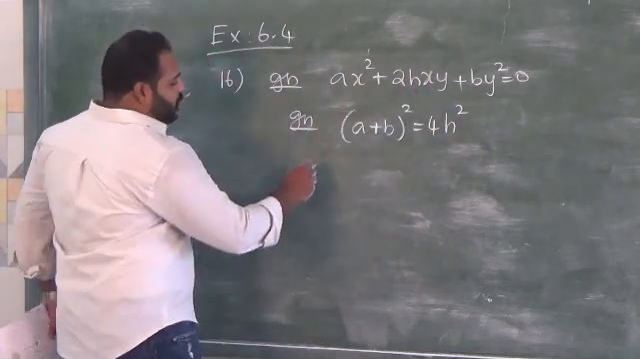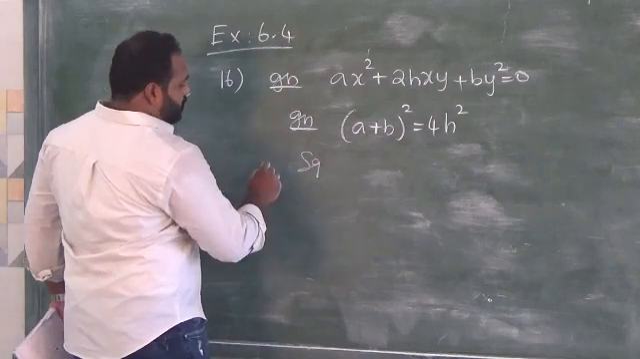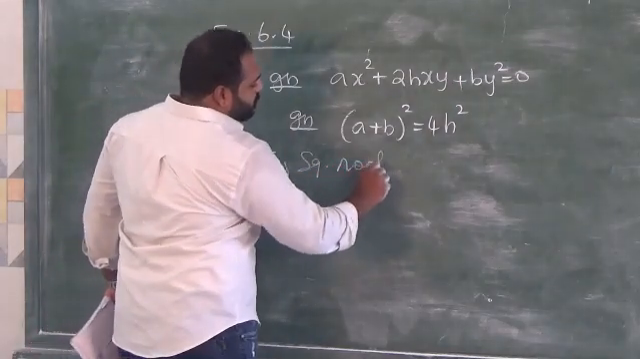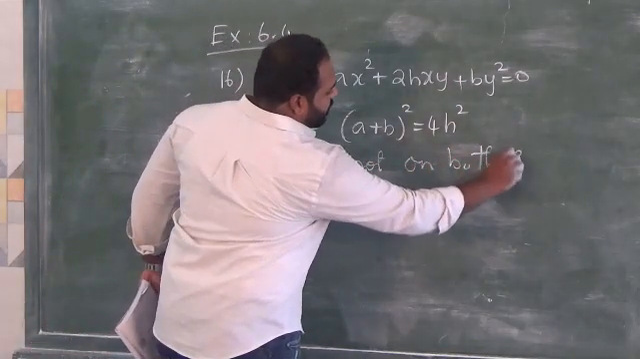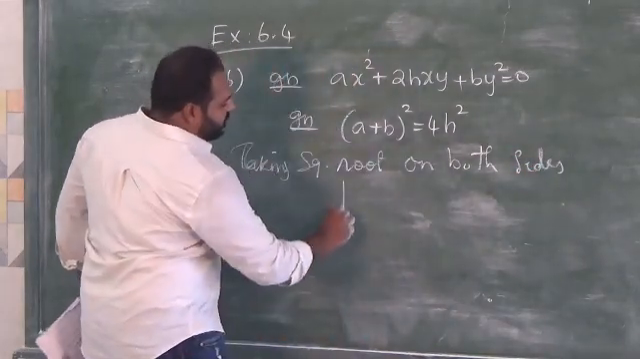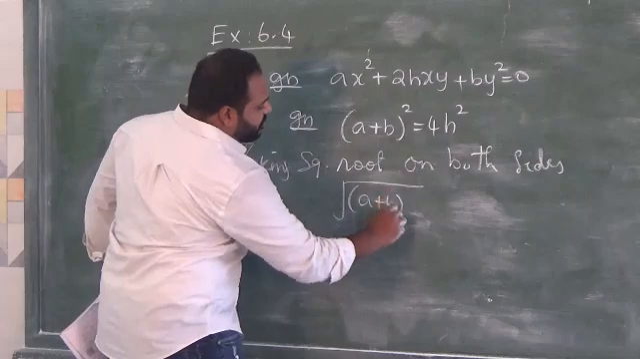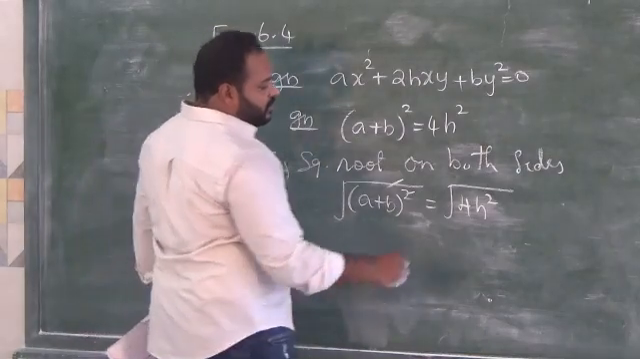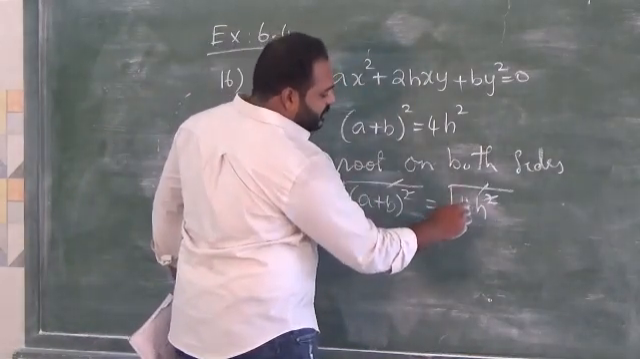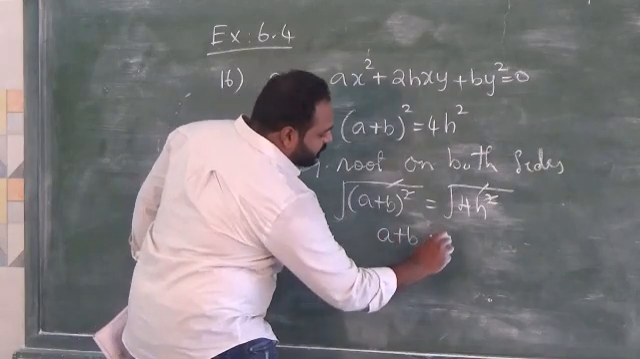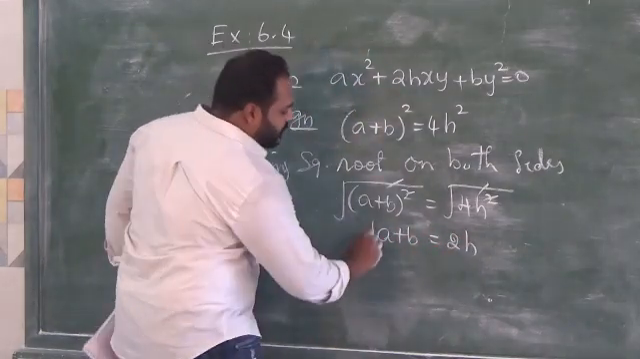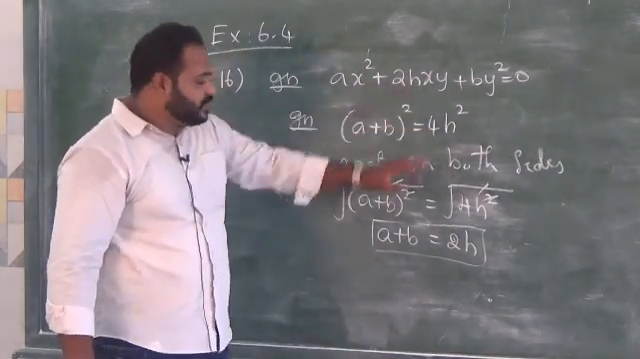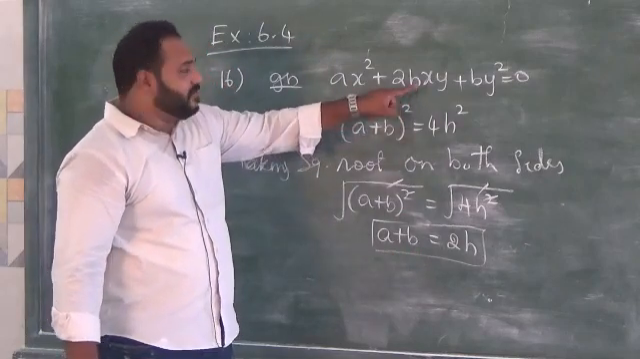Okay. Now I am going to take square root on both sides. So if you take square root on both sides from the given 4h square, we can cancel this square and root, here it will be 2. So a plus b equal to 2h. So using this condition, I am going to find out separate equations from this equation.